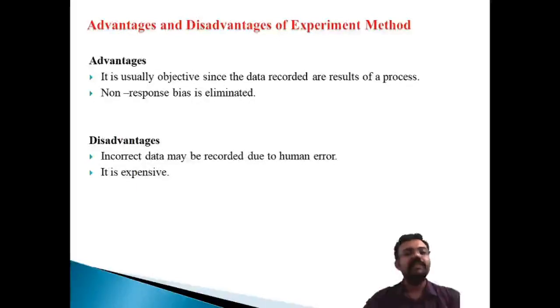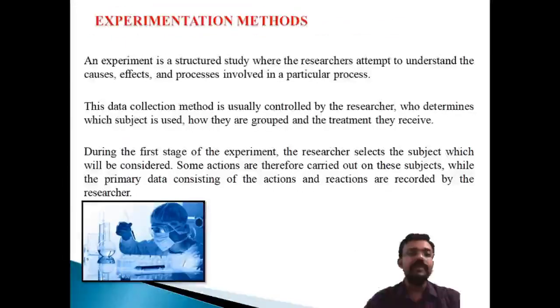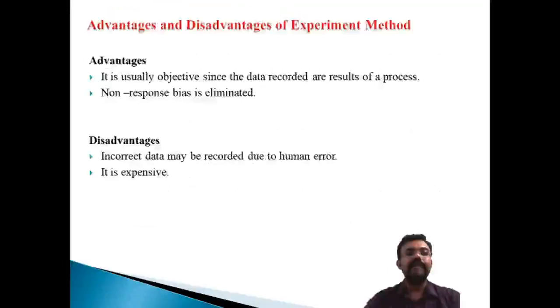The advantage of the experimental method is that it is always helpful for cause and effect relationships, and it is mainly useful for the scientific community. And we are discussing the important advantages and limitations of the experiment method. The first advantage is that it is objective, an objective oriented method. Another important one is that non-response bias is eliminated because the experiment is conducted for the particular area.